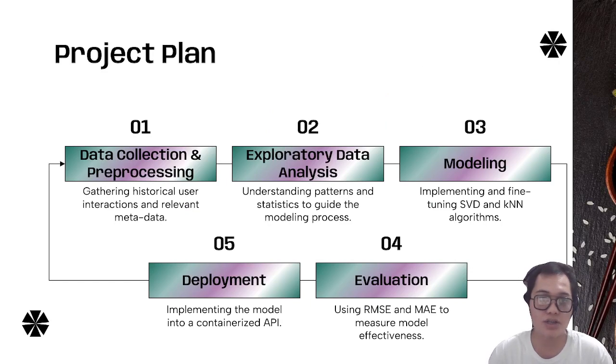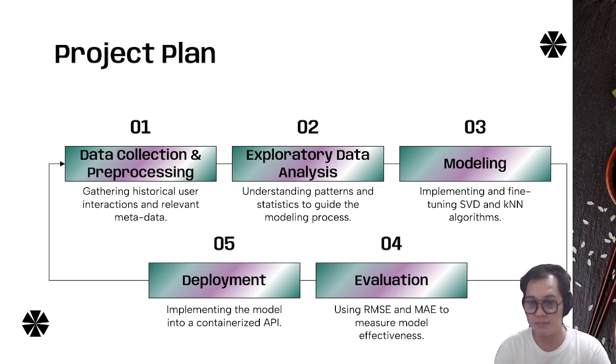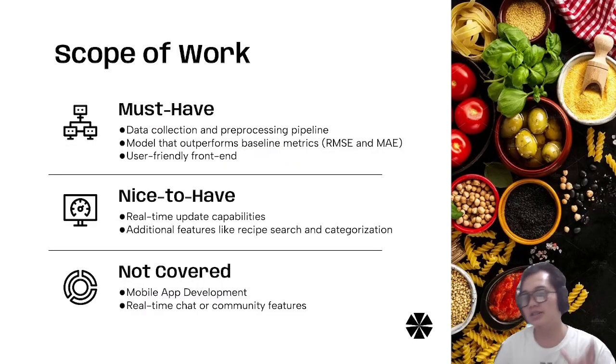Number one, we are going to build the pipeline for data collection and pre-processing, where we gather historical user interactions and relevant metadata. Then the exploratory data analysis, where we understand patterns and statistics to guide the modeling process. Number three is implementing and fine-tuning the SVD and KNN algorithms. After that, evaluation, where we use RMSE and MAE to measure model effectiveness. Last but not least is deployment, implementing the model in a containerized API. And if we want to update the data, we can always go back to our pipeline for collecting and preprocessing.